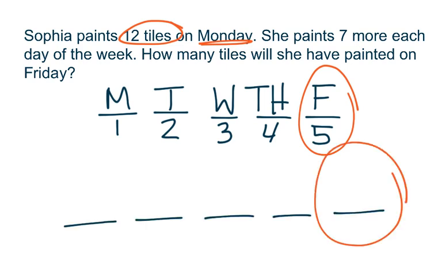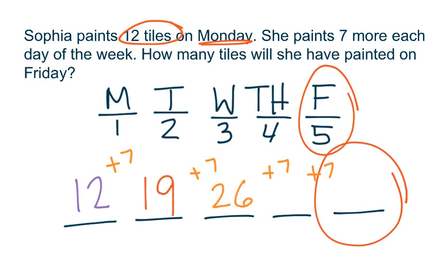So Friday's the fifth term, that's the one we're looking for, but we have to start with Monday. So Monday she's painted 12, and she's going to paint 7 more each day. So we need to add 7 to each term. That's going to be our rule based on our word problem. So 12 plus 7 gives me 19. 19 plus 7 gives me 26. 26 plus 7 gives me 33. And then finally, 33 plus 7 is going to give me Friday's total of how many she's painted so far, which is 40.